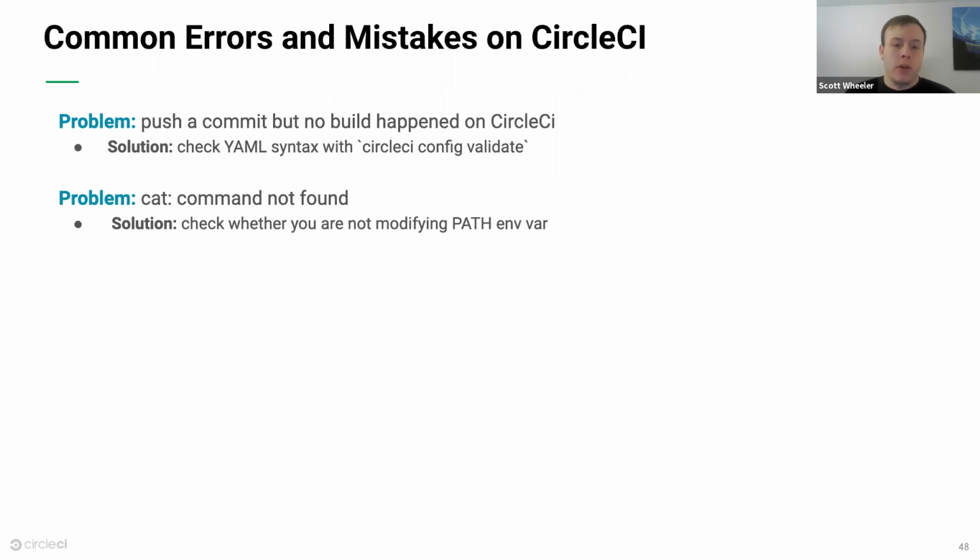Problem: push a commit, but no build happened on CircleCI. This can happen sometimes if there is an error in the YAML syntax of this config.yml. The easiest way to check this is using the CircleCI CLI command, circleci config validate.